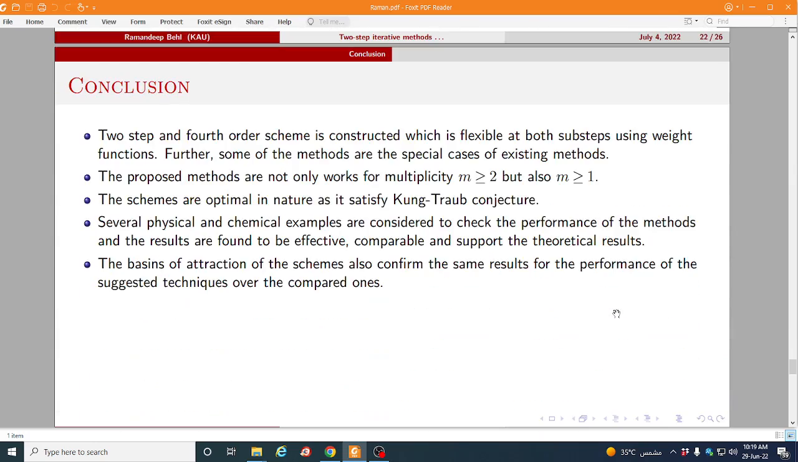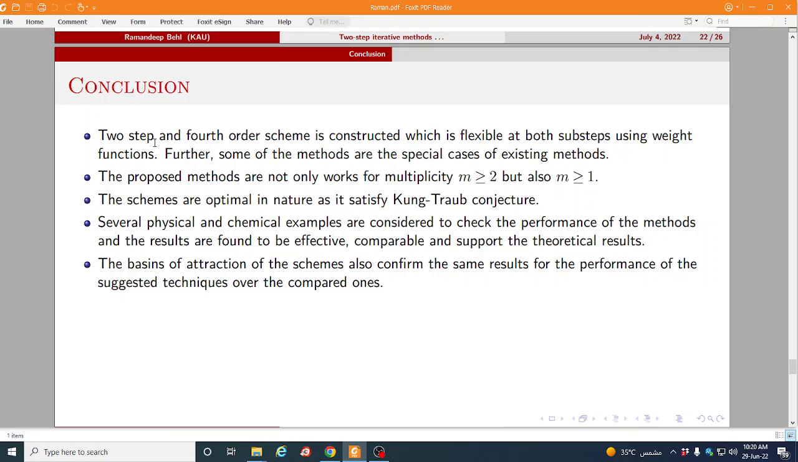So the concluding remarks. In our scheme we give scholars the flexibility to develop as many new methods as they like by just changing two weight functions in the first step as well as in the second step, whereas in earlier studies it was only either in the first step or in the second step. The proposed methods work not only for m greater than or equal to 2 but also for simple roots.